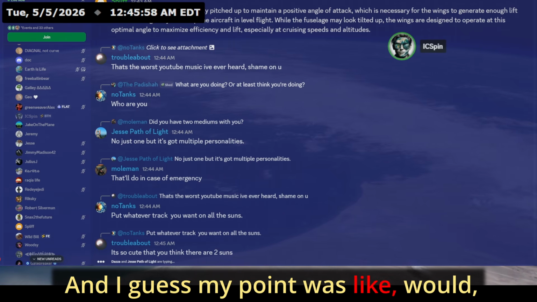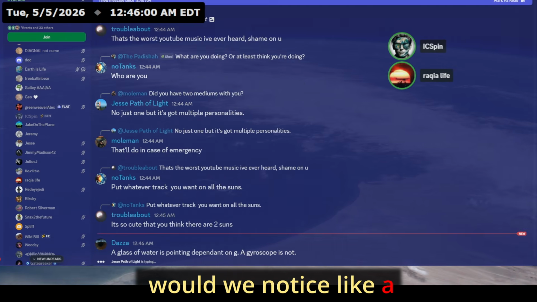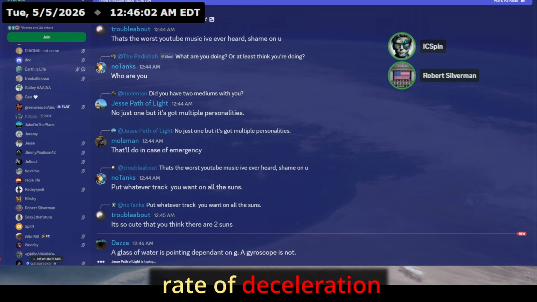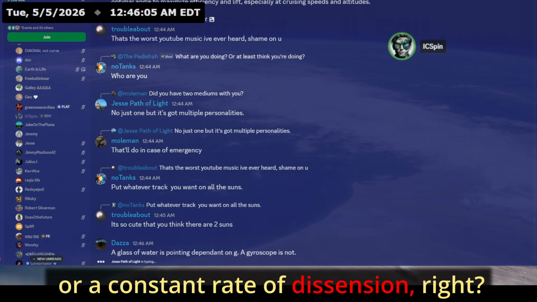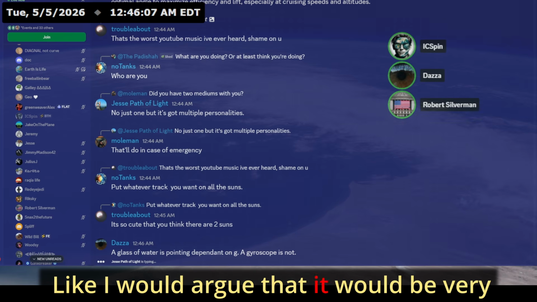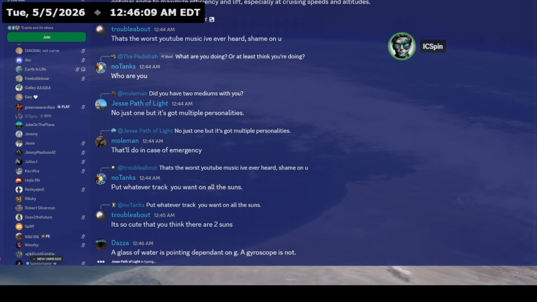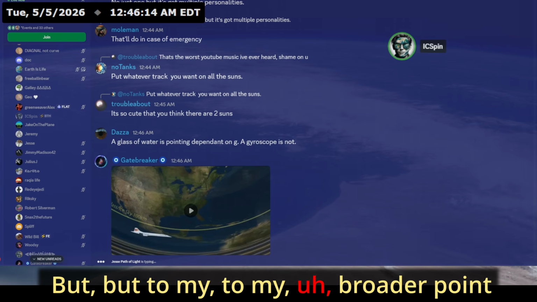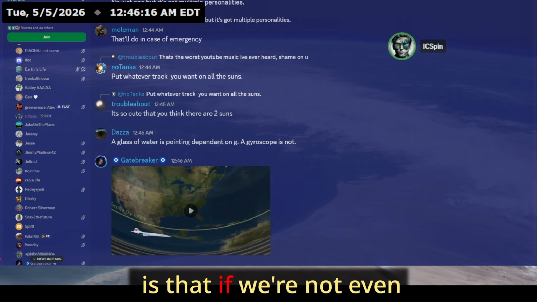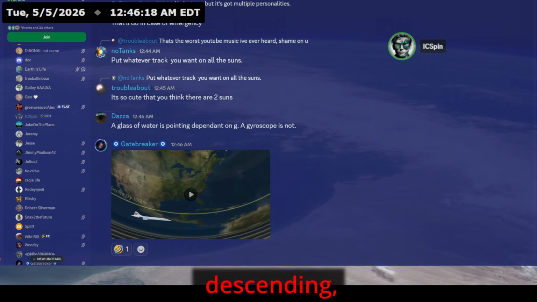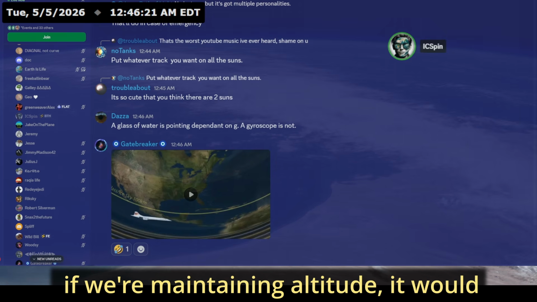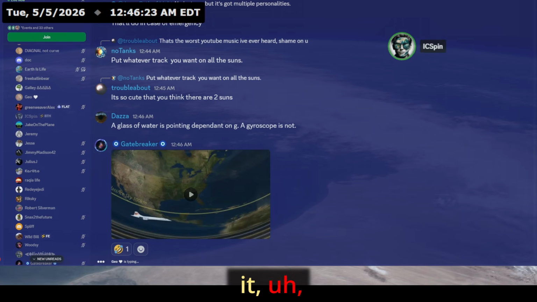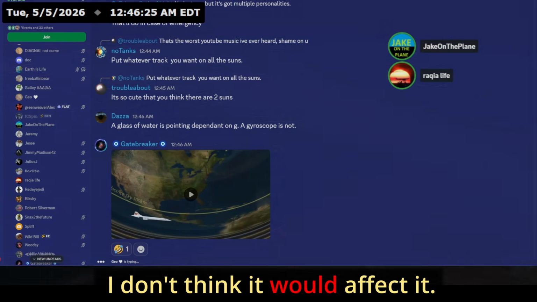Yeah, and I guess my point was, would we notice a constant rate of deceleration or a constant rate of descent? I would argue that it would be very hard for humans to perceive. I think that instruments could perceive it, but my broader point is that if we're not even constantly descending, if we're maintaining altitude, it would be much harder to detect. In my opinion, I don't think you can detect it.